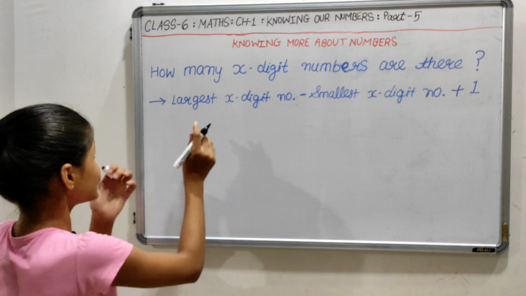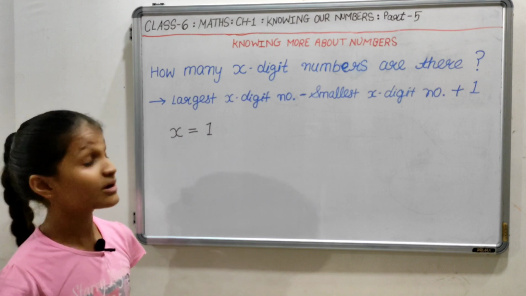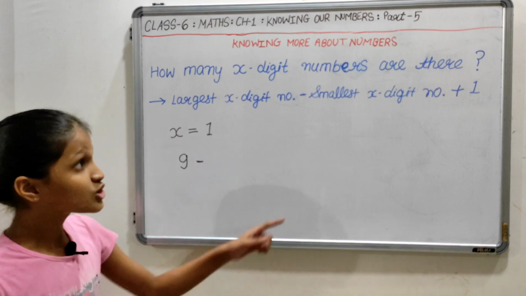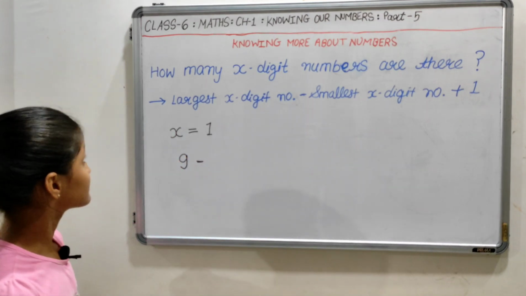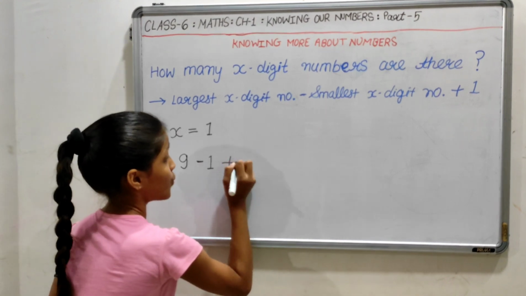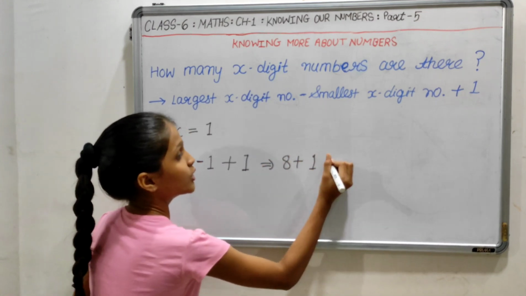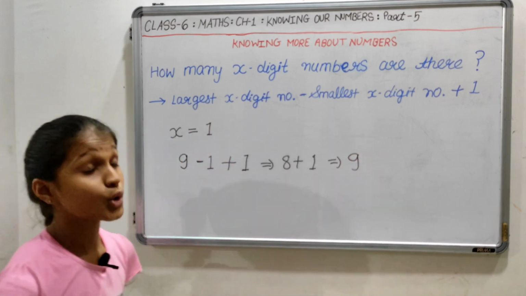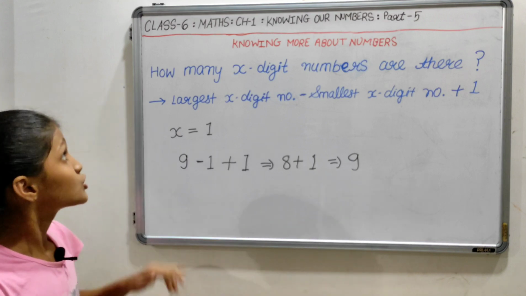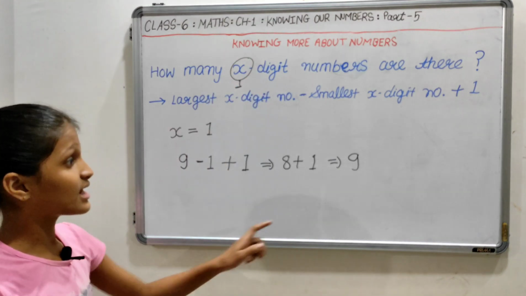So if we take x as 1, then the largest one-digit number equals 9, minus the smallest one-digit number, which is 1. Now plus 1, we get 8 plus 1 equals 9. So there are a total of 9 numbers. So how many one-digit numbers are there? If we take x as 1, we get our answer as 9.